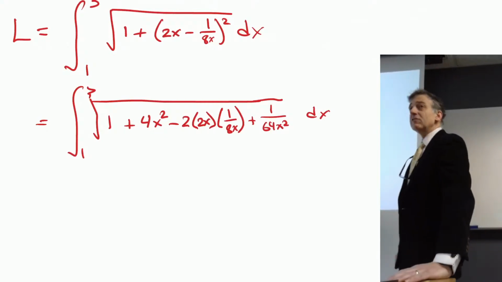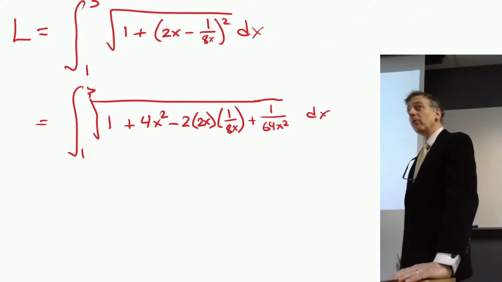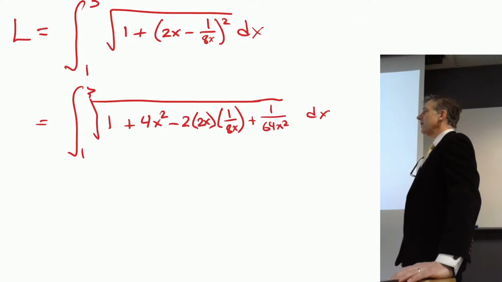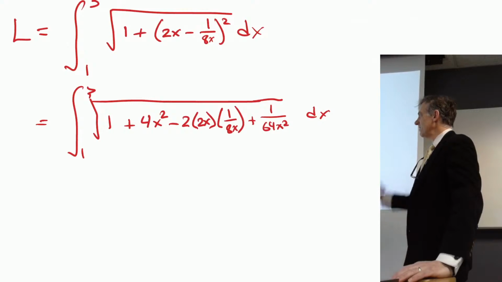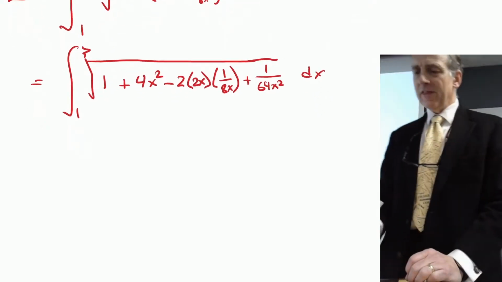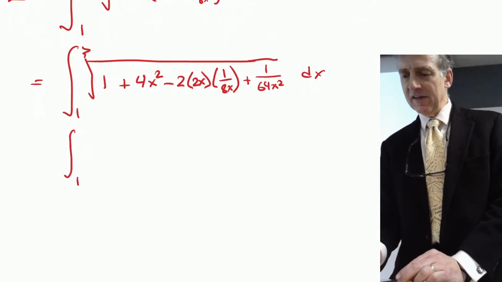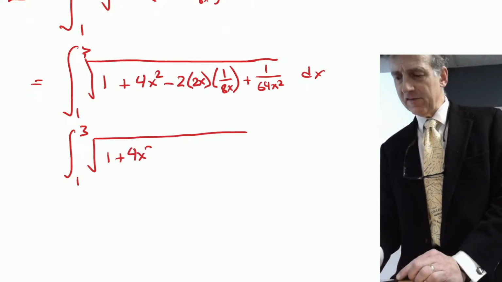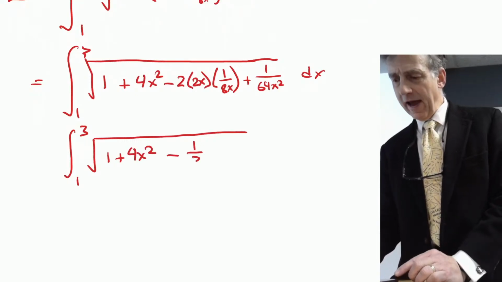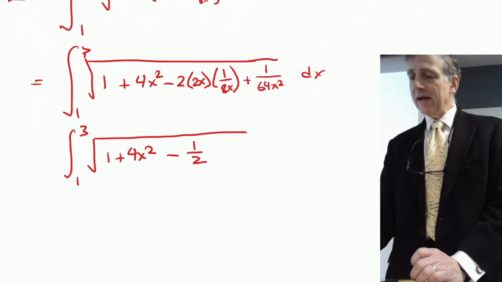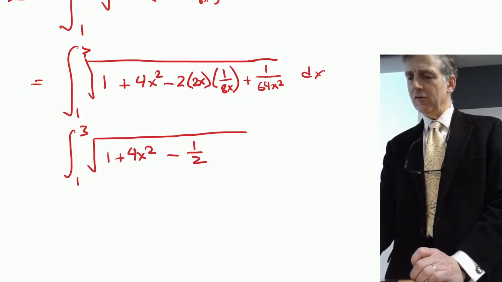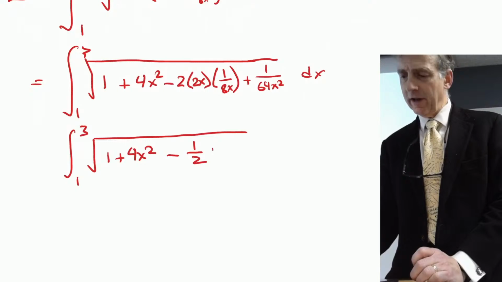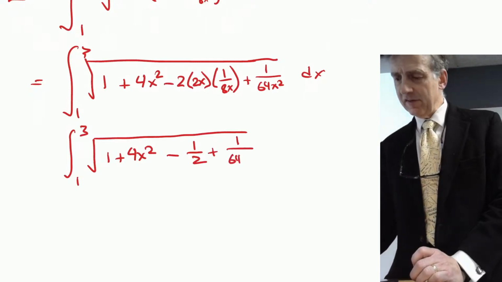So if you didn't remember the squaring a binomial formula, you could always just do FOIL with that, which I know some of you love. However you cut it, you're going to get this expression. The cool thing that happens is the inner and outer terms: this is 1 plus 4x squared minus 1/2, because the x's cancel and 2 times 2 cancels with the 8, and you're just left with 1/2. And then 1 over 64x squared.